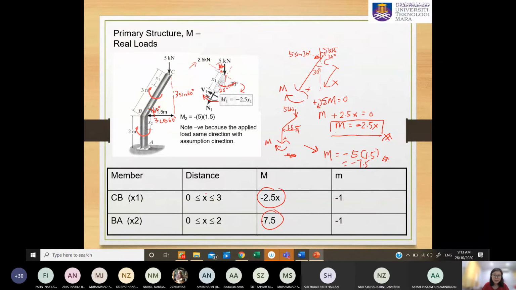I have told you in my earlier class, the x must be within the member itself. Therefore, you don't start at C, this x. You should start at the member itself, and then parallel with the member. So you don't start your x vertically like this. No, you start your x parallel with the member. So x1 is from 0 to 3 meter, and x2 will be from 0 to 2 meter, something like that. Any questions for this?